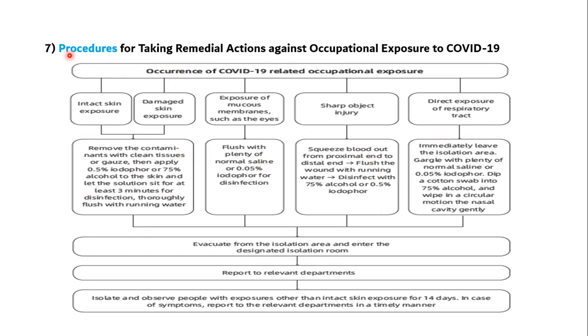This chart shows the procedure for taking remedial action against occupational exposure to COVID-19. Upon occurrence of COVID-19 related occupational exposure, if we are exposed through infected or damaged skin, what to do? Remove the contaminant with clean tissue or gauze, then apply 0.5% iodophor or 75% alcohol to the skin, and let the solution sit for at least 3 minutes for disinfection. Thoroughly flush with running water.